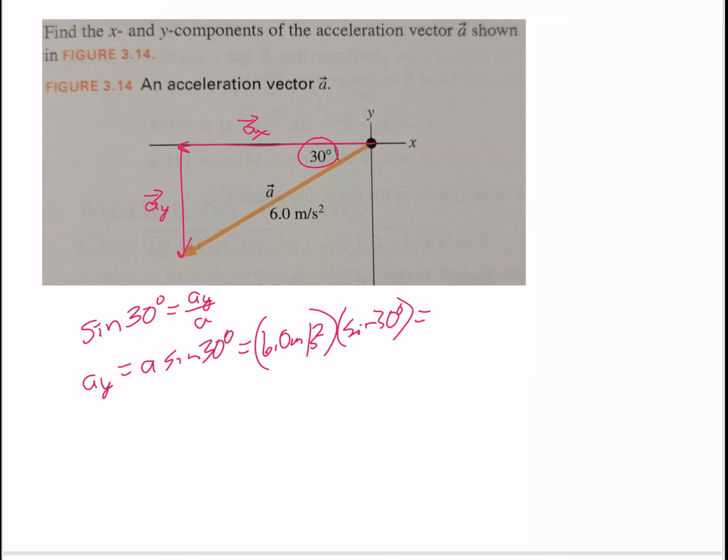If you know what sine 30 degrees is, you might not need a calculator, but if you do, then fine. What do you get? Make sure your calculator's in degree mode. Oh, okay. How do you change?